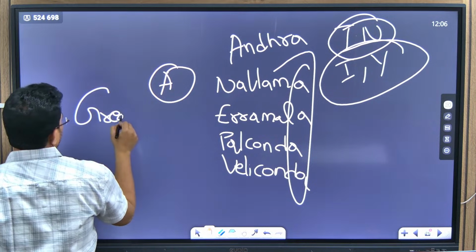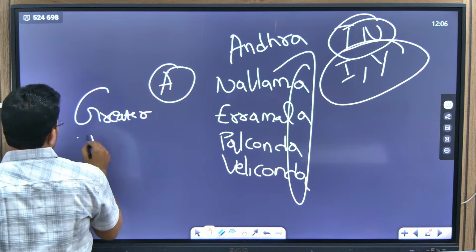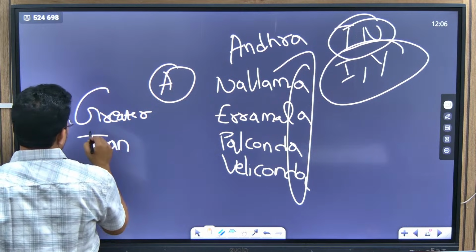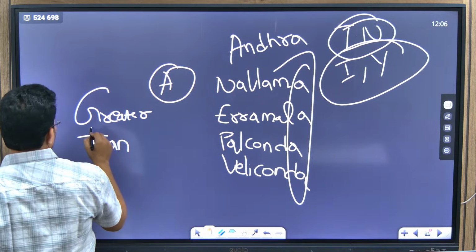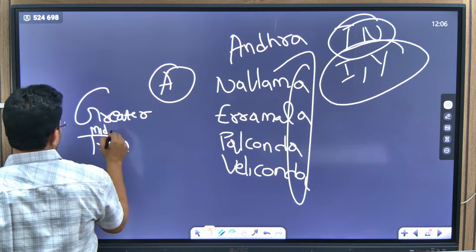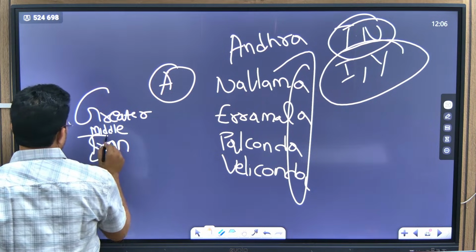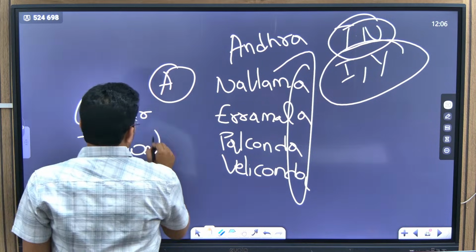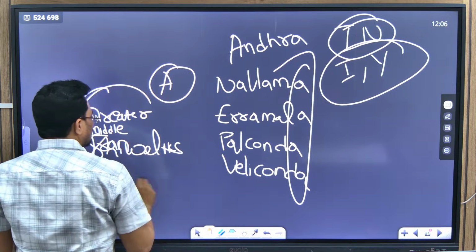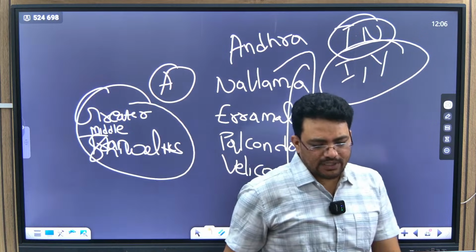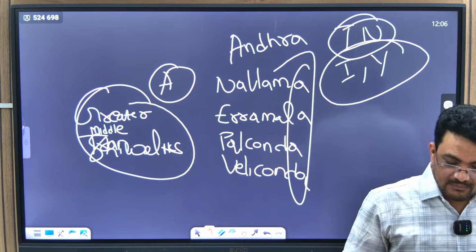Greater, Trans, middle, Shivaliks. So this is too confusing. If you want, you can ignore it also. This is the first fact.